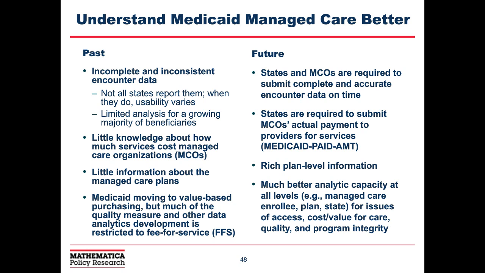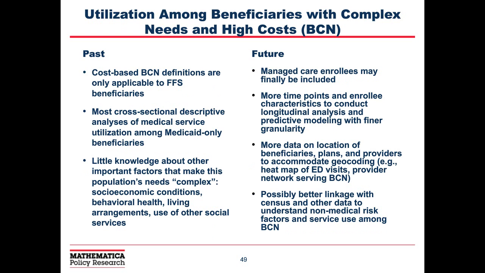Another example I want to give is on beneficiaries with complex needs and high costs. Again, a very hot topic these days. As we know, any cost-based BCN definitions can now only be applicable to fee-for-service beneficiaries because we don't have the equivalent for managed care enrollees. Most of the analyses are cross-sectional or among Medicaid-only beneficiaries, and there's little knowledge about the socioeconomic conditions and living arrangements that make this population's needs complex.